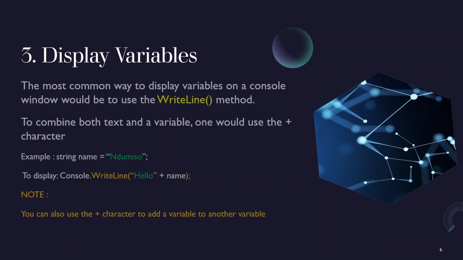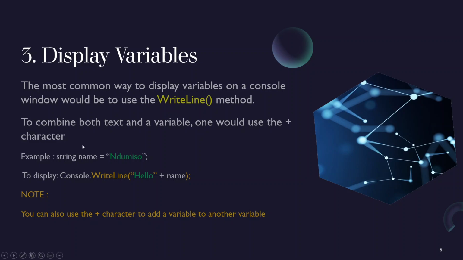Display variables. The most common way to display variables on a console window would be to use the WriteLine method. To combine both text and a variable, one would use the plus operator, or the plus character. Example: string name equals Ndumiso is how you would do it. Ndumiso is assigned to the string which is called name.